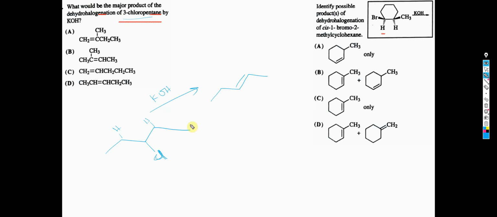as a major product, and that's going to be 1, 2, 3, 4, 1, 2, 3, 4, 5, but that's not the right double bond. It's going to be that. So option D is the right answer. So it's a straightforward one.